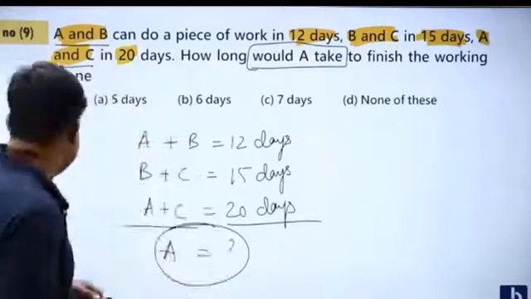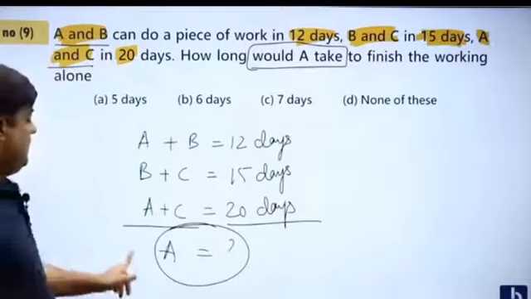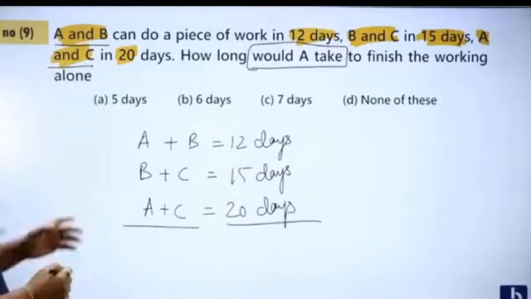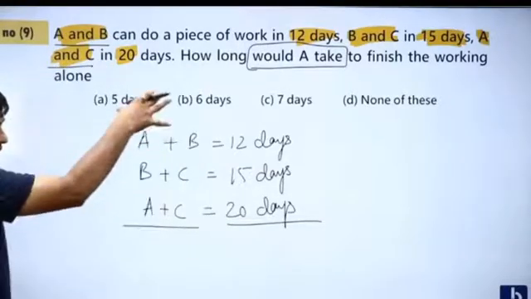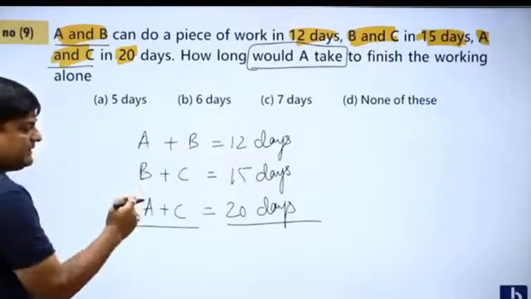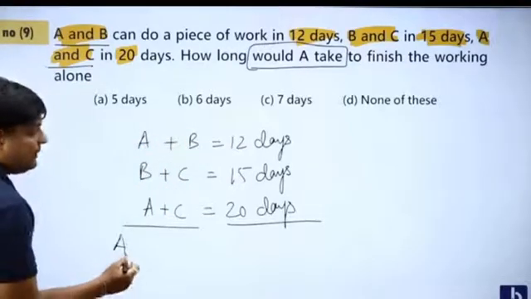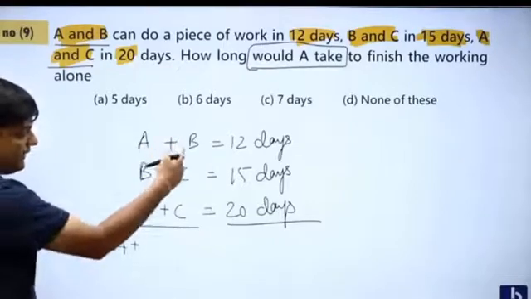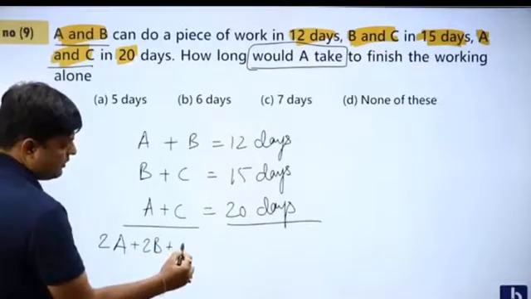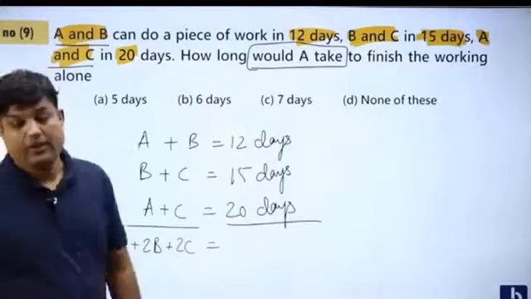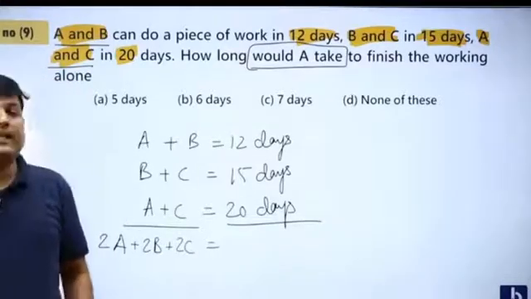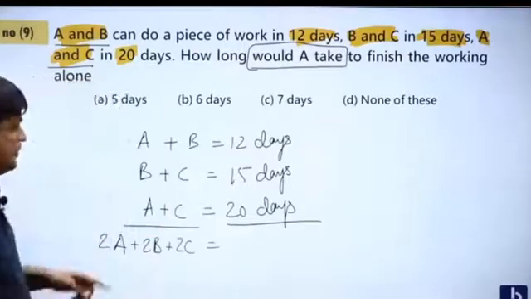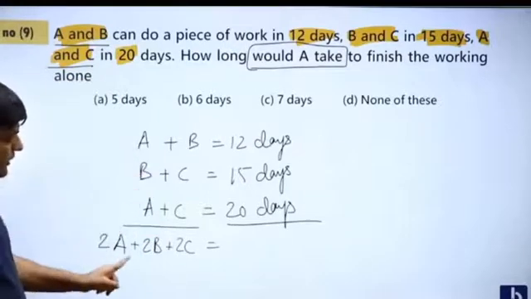Everybody on the screen now. How to do this? Let's have a look. I'm adding all the left-hand sides: A plus B plus B plus C plus A plus C, which means 2 times A, 2 times B, 2 times C. Students, don't get deviated. The questions which are to be done at home, do them at home. Listen very carefully now. So 2A plus 2B plus 2C is equal to what?